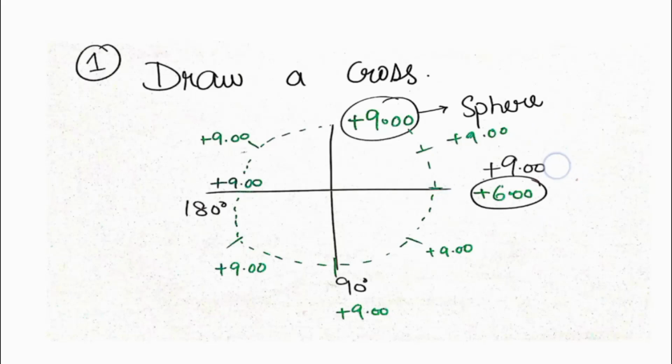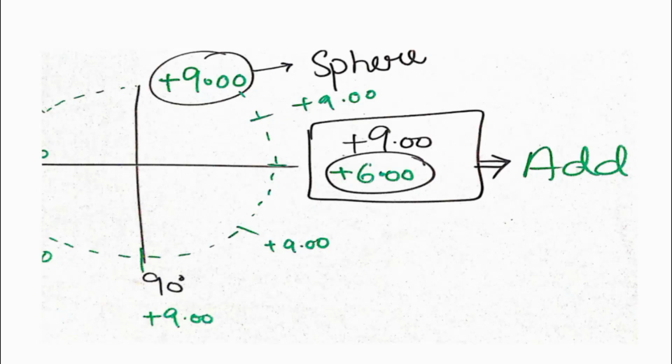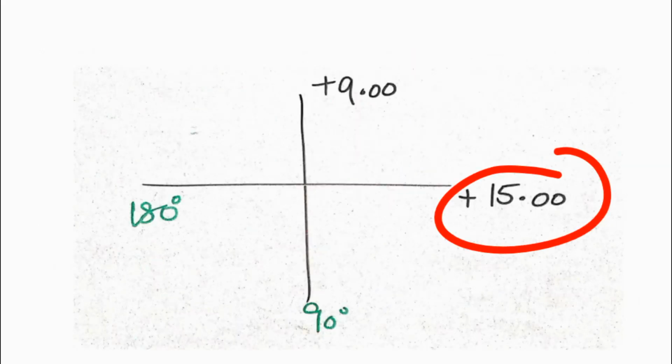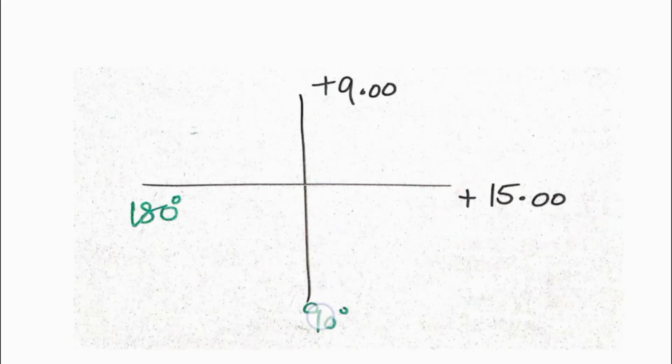So add these both powers and you will obtain what you are going to do. You are going to add +9 and +6. You will obtain a new cross value which is +15. So the cross is basically +9 at 90-degree and +15 at 180-degree. So after making a cross, this is the first step, right? So here the first step is completed, which was you have to draw the cross.